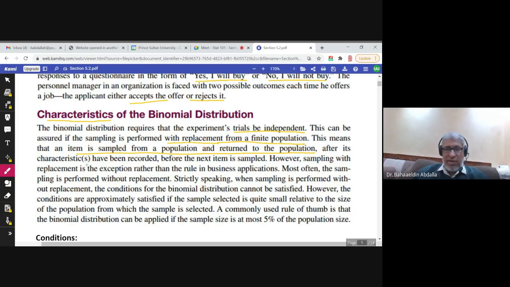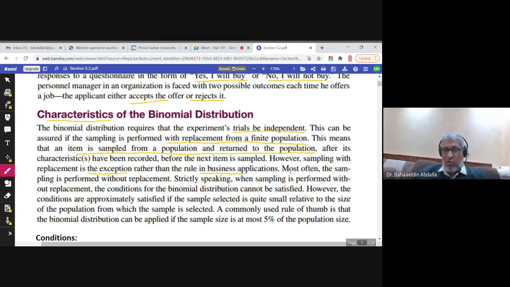After its characteristics have been recorded, I answer the question yes or no, and then I put it back into the population before the next item is sampled. However, sampling with replacement is the exception. In real life problems, usually you don't sample with replacement. Once you choose something, you keep it with you. So in business applications, usually we don't use with replacement.